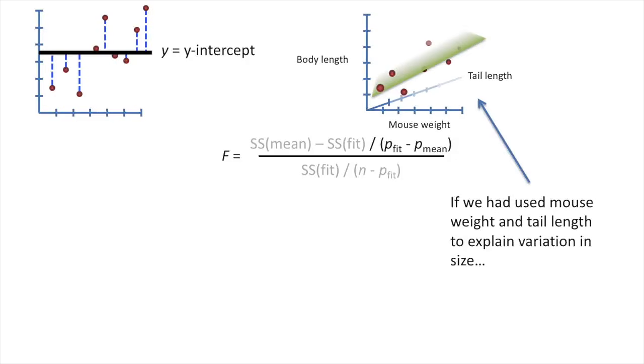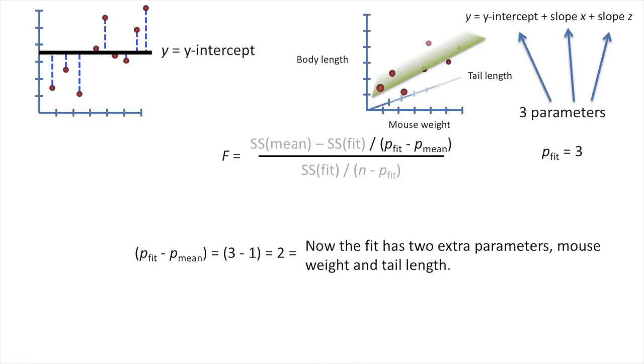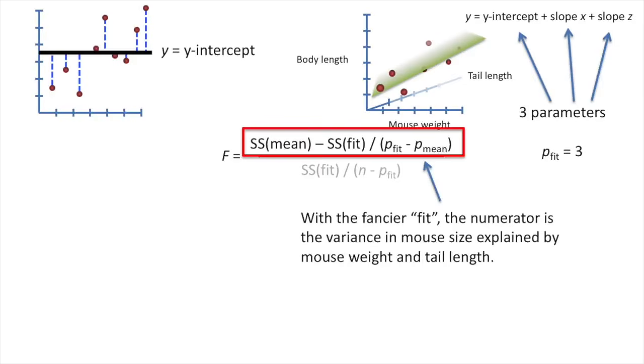If we had used mouse weight and tail length to explain variation in size, then we would end up with an equation that had 3 parameters and Pfit would equal 3. Thus, Pfit minus Pmean would equal 3 minus 1, which equals 2. Now the Pfit has 2 extra parameters, mouse weight and tail length. With the fancier equation for the Pfit, the numerator is the variance in mouse size explained by mouse weight and tail length.